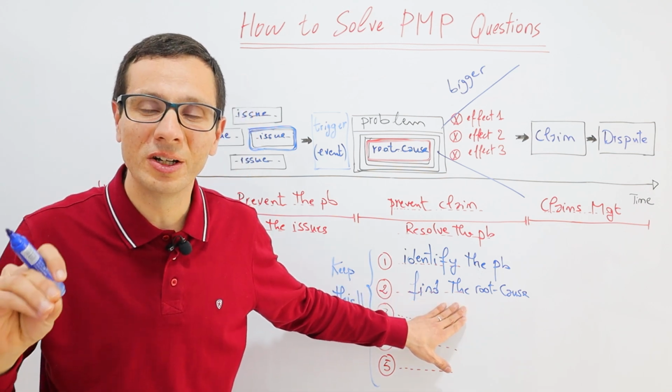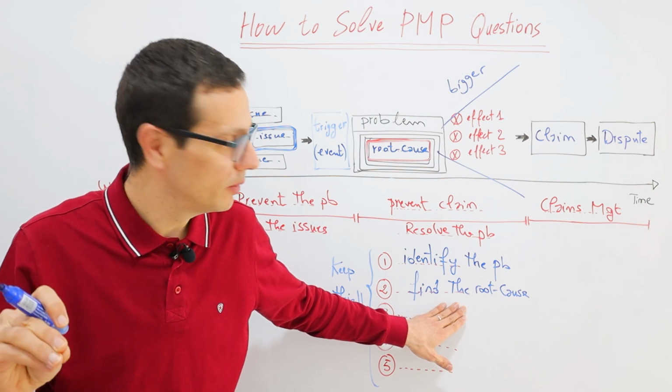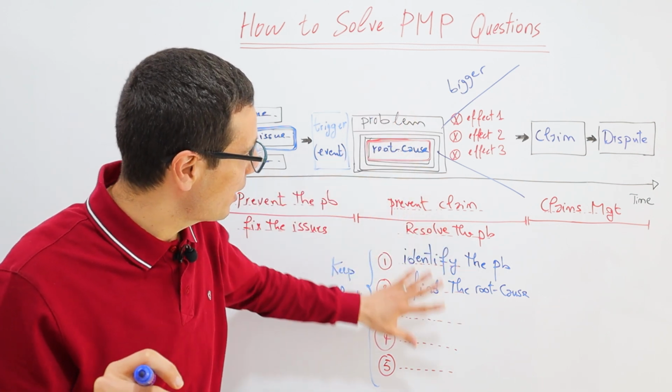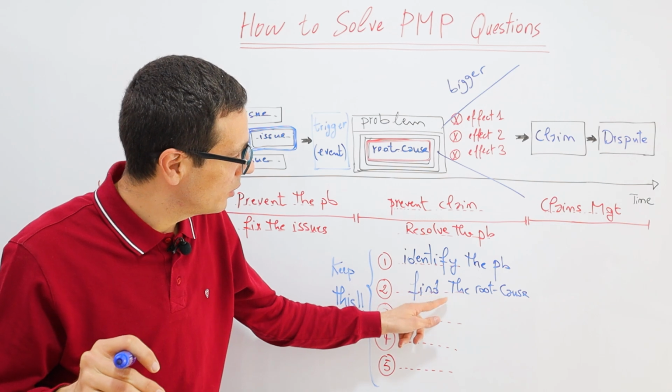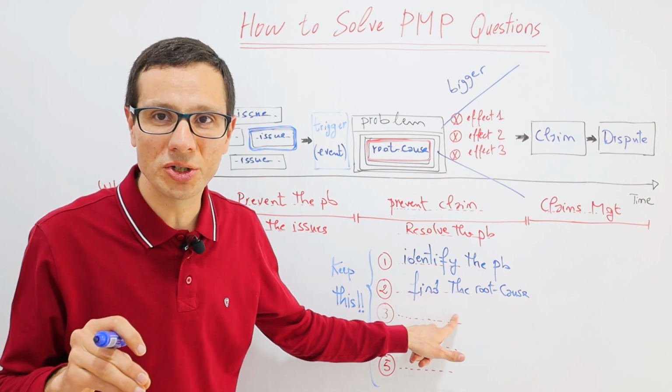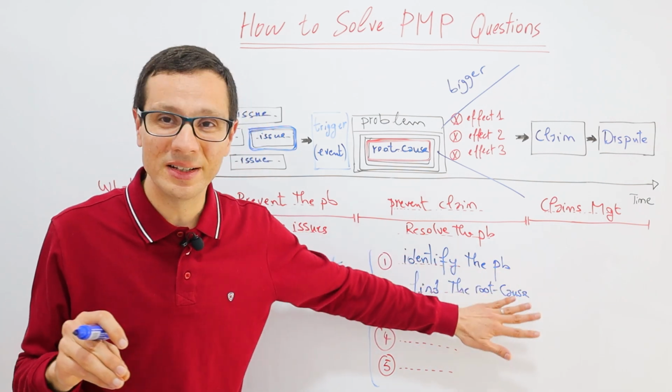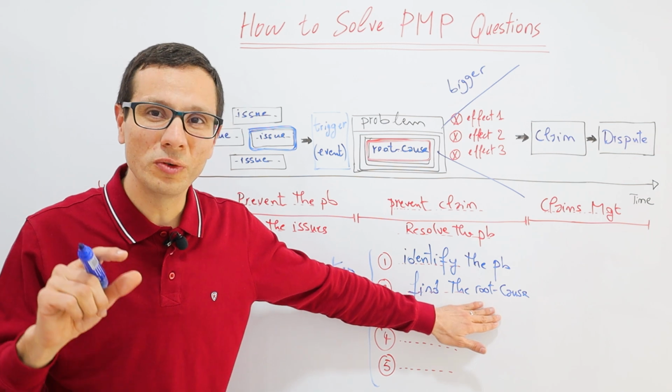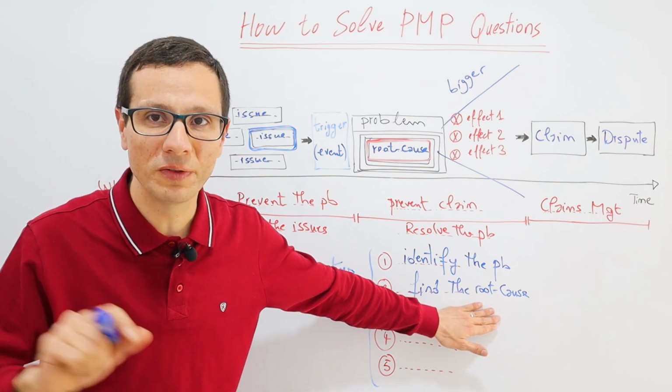And that's where a lot of PMP students get it wrong. When they face a problem, they jump to a conclusion without digging into the root cause of the issue. Be careful. After identifying the problem, try to find out what the root cause of the problem is.